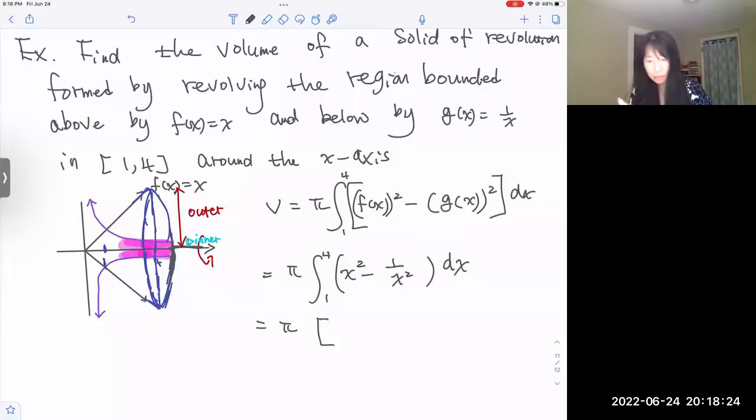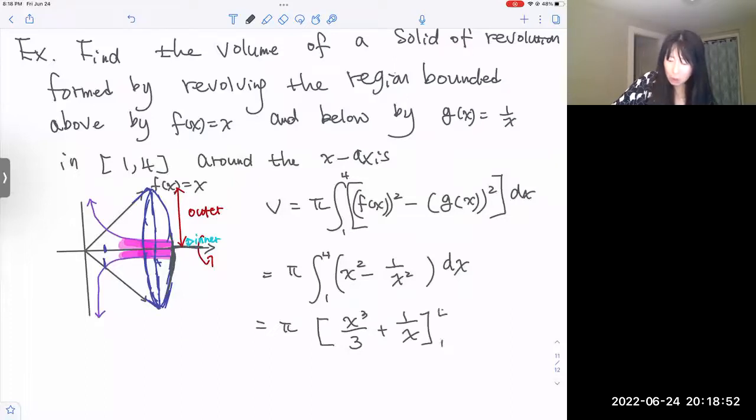X to the third over 3. Thank you. And the second term? X to the minus 1. Good. Very good. Would it change to a positive sign? Okay, good. Yeah. Positive 1 over x. Excellent. Very good. You caught it. Right? Good. From 1 to 4.